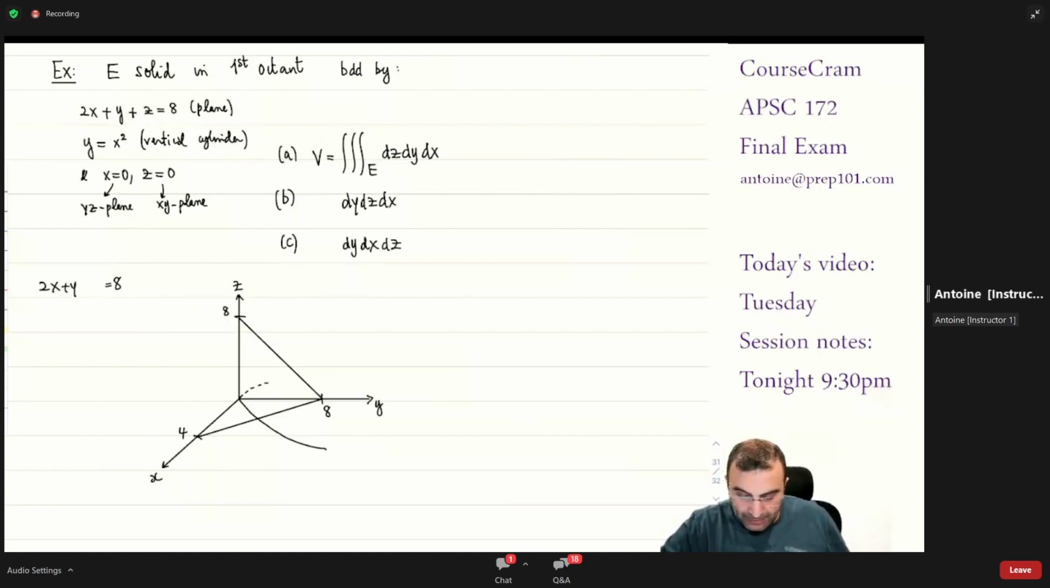So, and there's that cylinder, right? That just is a vertical cylinder. So it's going to touch here. So the cylinder will just be like this, right?